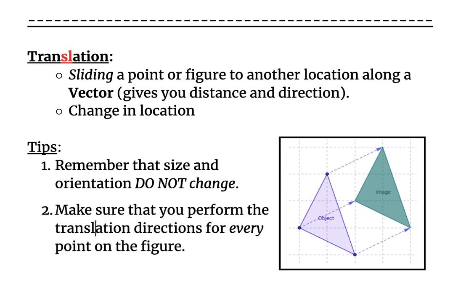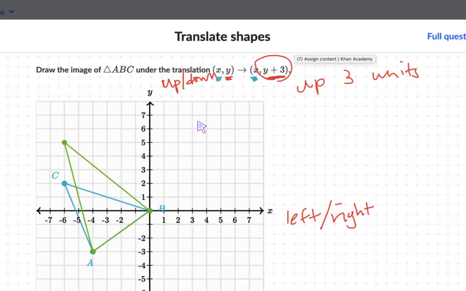Okay, so you're not just sliding one point, you're sliding all 3 points. And remember, we're going up 3 units. 1, 2, 3, 1, 2, 3. So if you notice now, the blue triangle has the same size and orientation as the green triangle. The only difference is it got moved up 3 units.